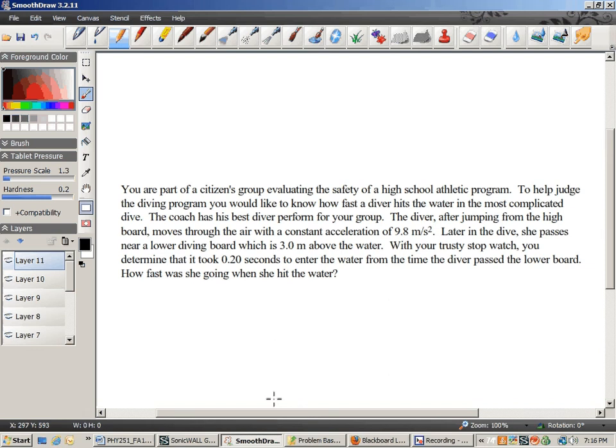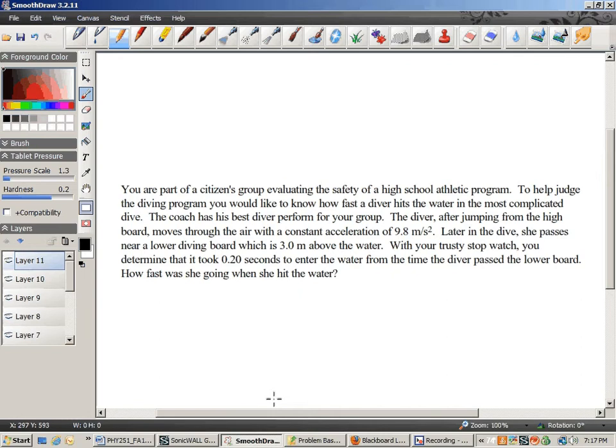Okay, the next problem we're going to do is a problem that we did in class. You're part of a citizens group evaluating the safety of a high school athletic program. To help judge the diving program, you would like to know how fast a diver hits the water in the most complicated dive. The coach has his best diver perform for your group.